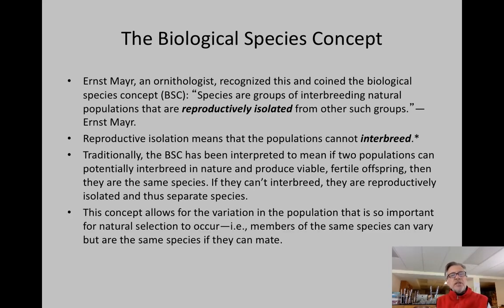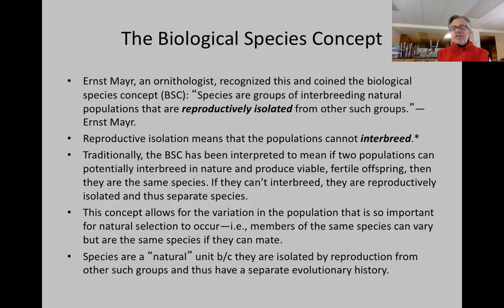Now, the biological species concept is conceptually very nice. For example, it allows for variation in populations, which is so important for natural selection to occur. You can have lots of variation, but as long as all these variants are able to mate with each other, then they're the same species. They're also a natural unit because they're isolated in reproduction and therefore in evolutionary time from other such groups. So it's a very satisfying concept. Later on, we may take up some of the problems with the biological species concept and look at yet other species concepts that people use.